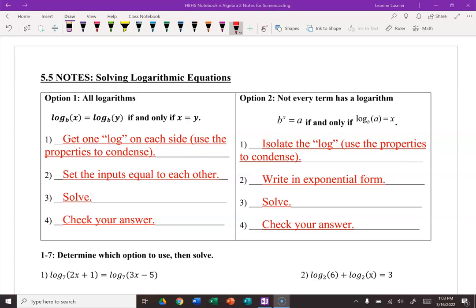Hello class, and welcome to our video notes lesson on section 5.5, where in this lesson we're going to learn how to solve logarithmic equations. These are equations that contain logarithmic expressions in them.